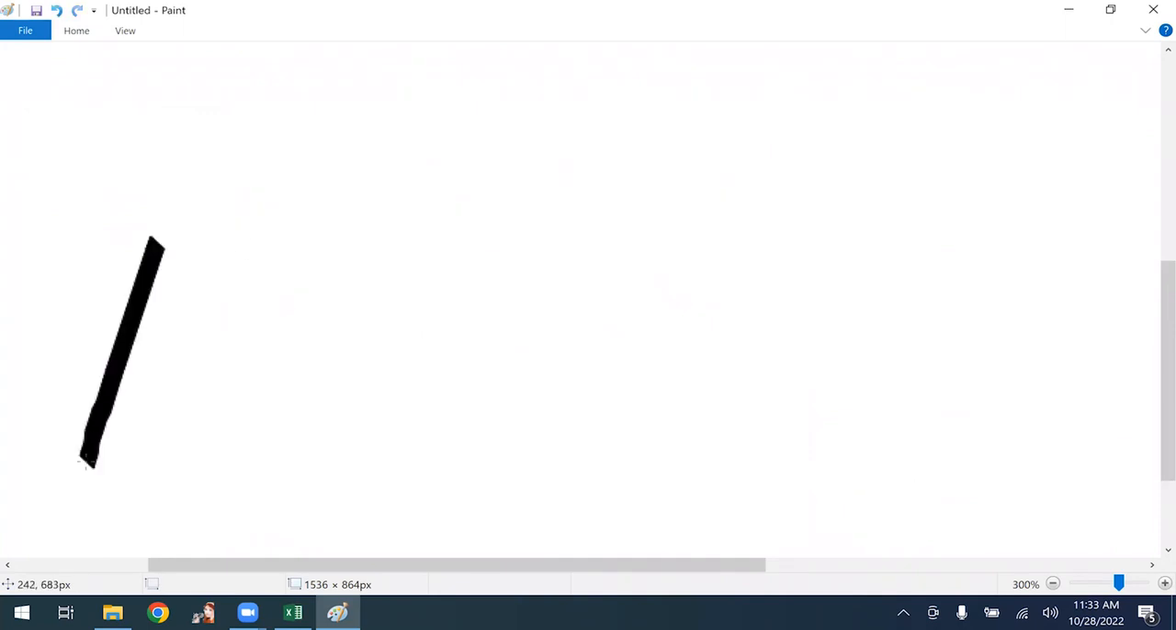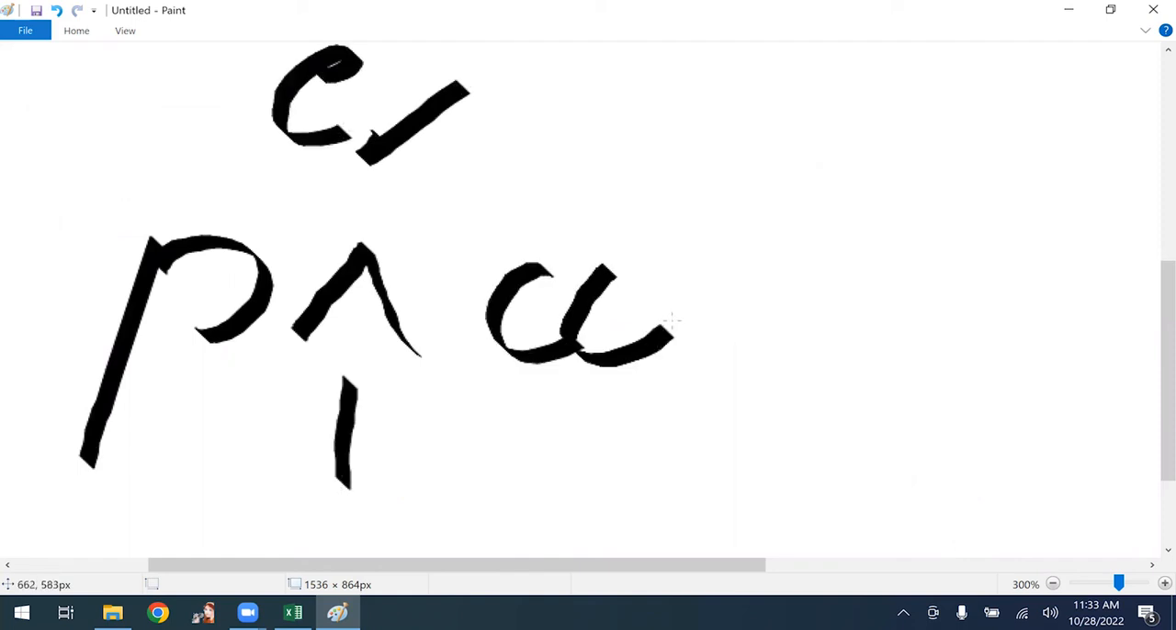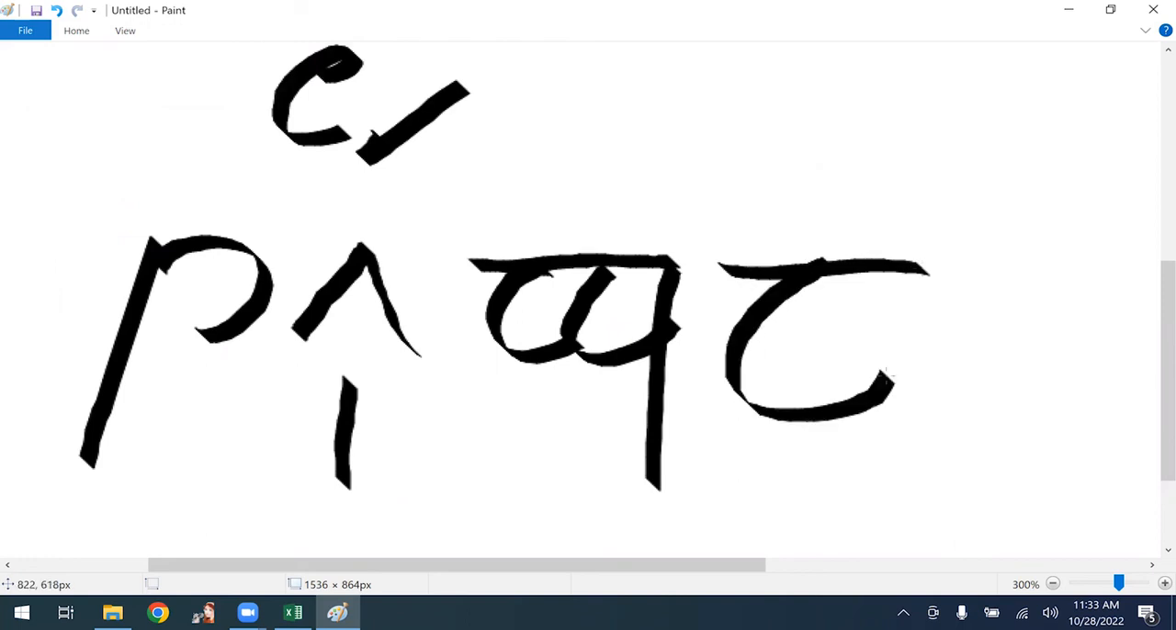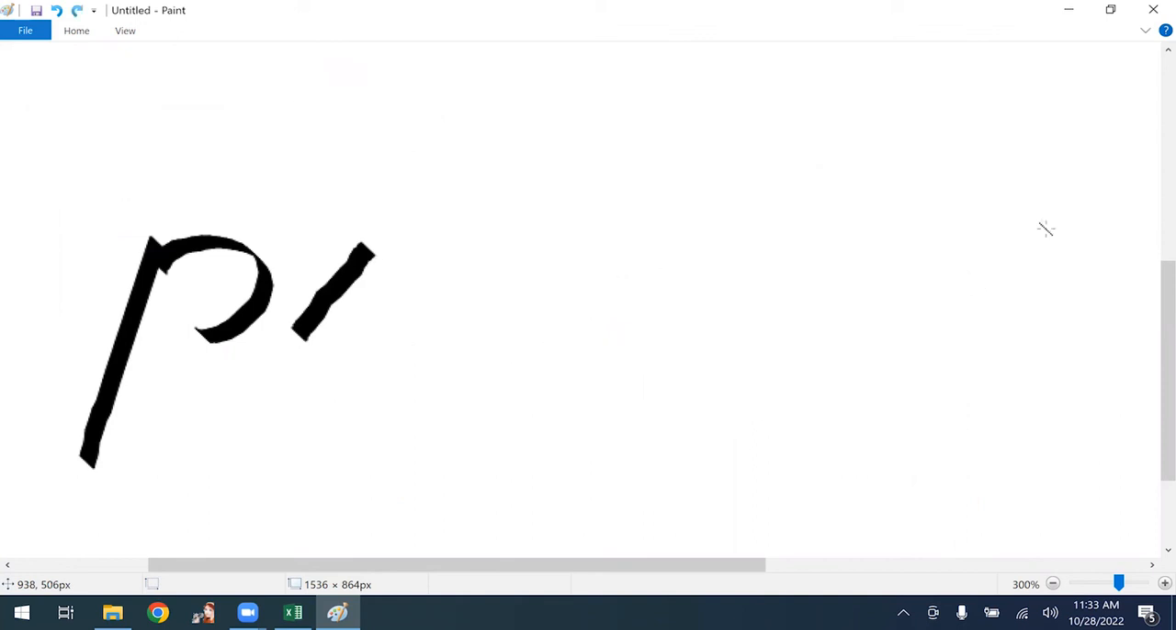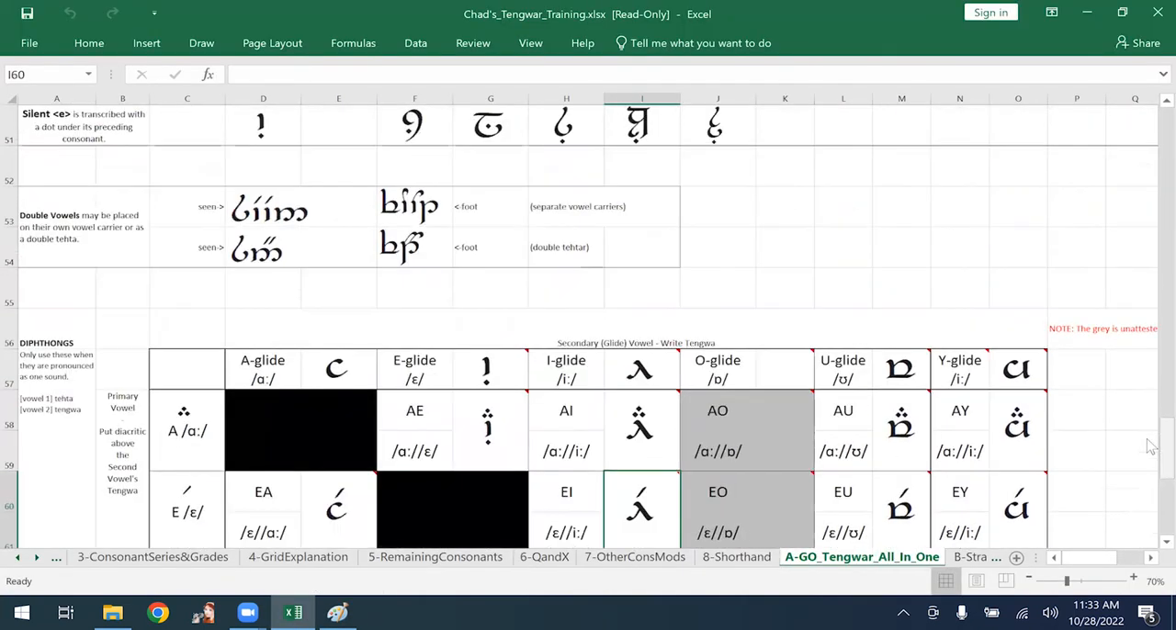I write T, E, I. There's the E, there's the I. G, L, I, N. Teglin. Got it? Okay. This is getting easy, right? There's all the grid for the diphthongs, and that's it.